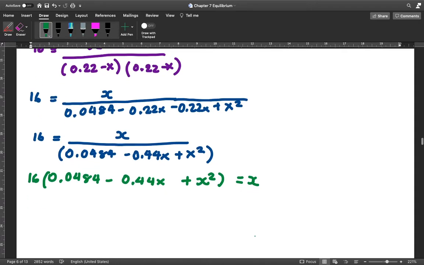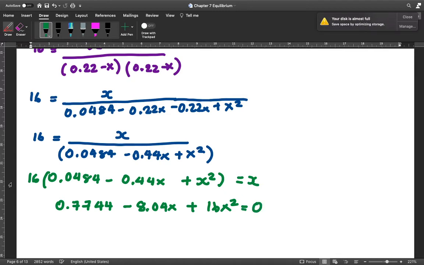So keeping like terms to one side, I'm going to move everything over and simplify it to a point where I will get 0.7744 minus 8.04x plus 16x squared is equal to 0. So maybe what you can do is pause the video there and confirm that when you do simplify this and make sure all the like terms are on one side, you do end up with this particular statement here.